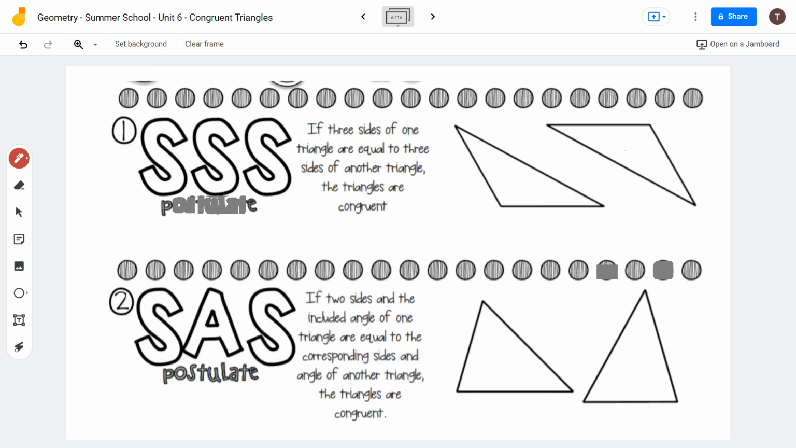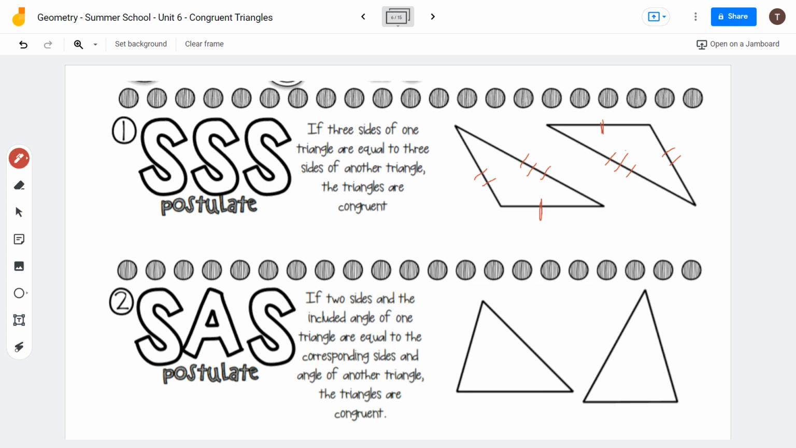So the first one is side, side, side. If 3 sides of one triangle are equal to 3 sides of another triangle, then the triangles are congruent. So if I look at my congruence marking, it may look something like this. These triangles do not have to look congruent as long as these markings are there. And vice versa, just because they look congruent doesn't necessarily mean they are. So side, side, side, or SSS is our first theorem.